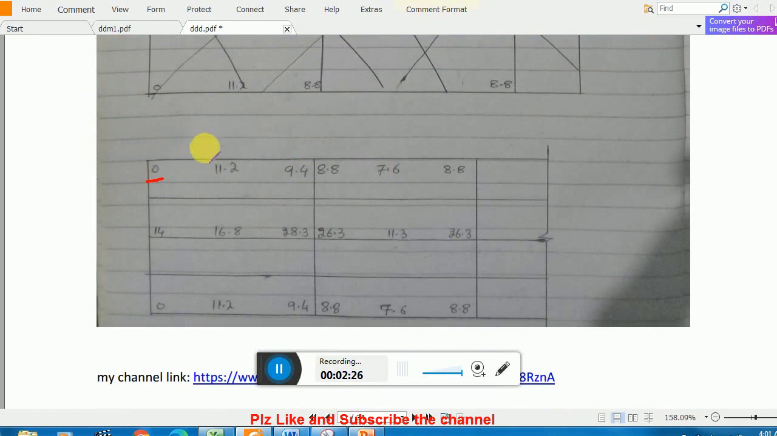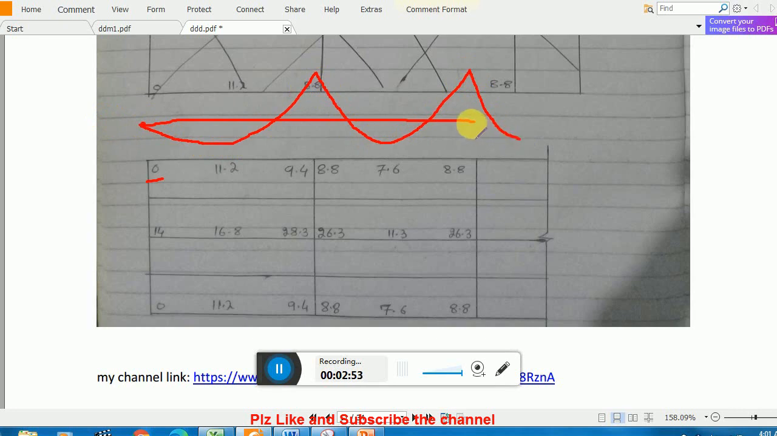Now remember, these are the moments in the longitudinal direction. How do we represent these moments? The representation will look like this shape. Remember, at the edge the moment is 0. Then the moment is positive, then negative, then again positive, then again negative, and so on. The process continues, and at the final edge the moment is again 0, going negative, and then positive. So this 9.4 is this side, and this 8.8 is that side, remember.